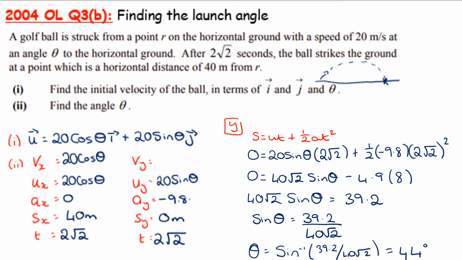So in a question like this, the better answer would come from the x direction, since we know that everything we've used in the x direction is valid for ordinary level, while in the y direction we're using 9.8, so we're going to get a slightly different answer to what would be expected.